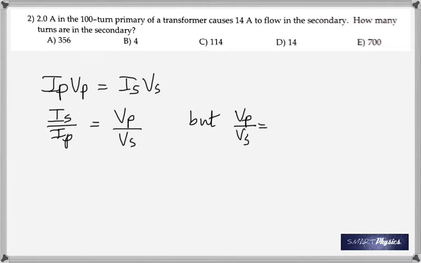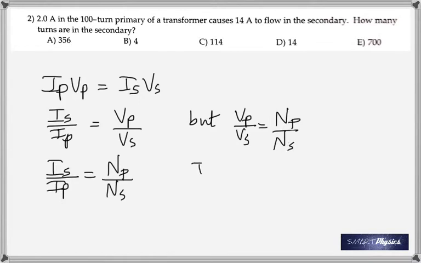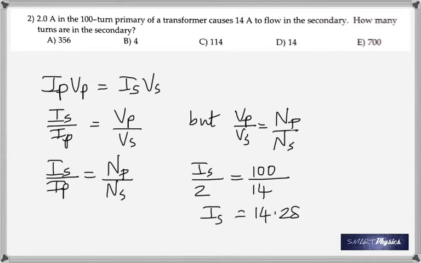to give this formula, but we also know that the ratio of the voltages is, oh, that's a mistake. I need to have this as number of turns in the primary. I'm going to change that. Okay, so comparing these two equations, you get this. And now substitute what's given to get the answer as 14.28 ampere.